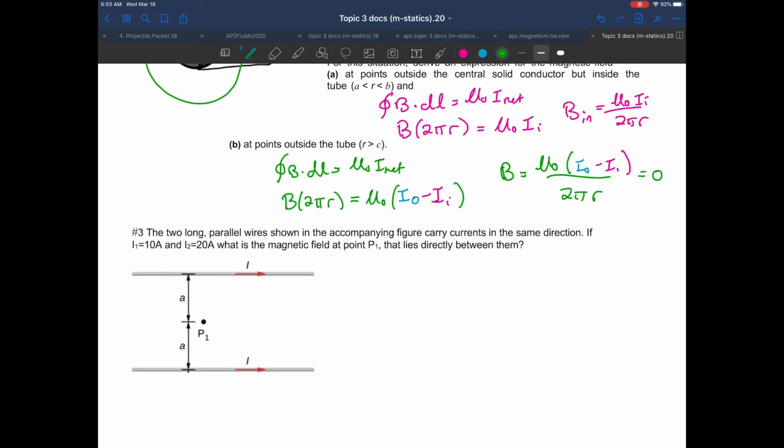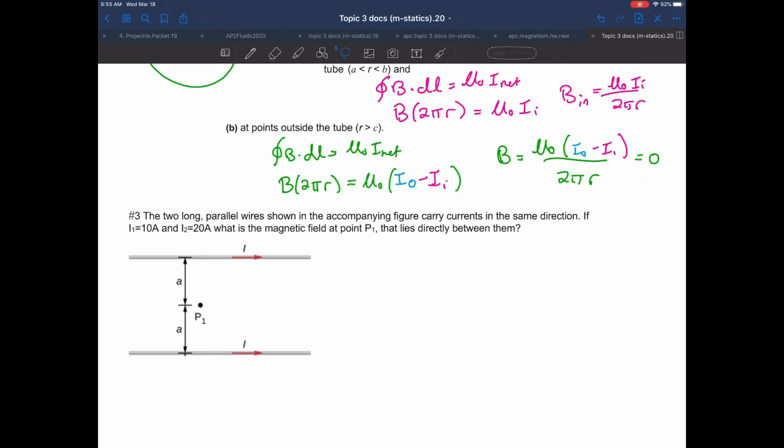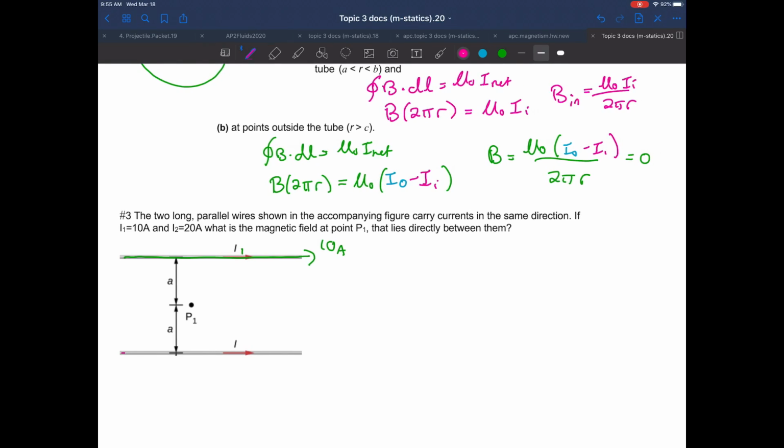Okay, next we're going to carry two long wires as shown in this figure, and they have currents in the same direction. I1 is 10 amps. Oops, I guess it doesn't say which one's I1. I'll just assume that's at the top. And I2 is 20 amps.